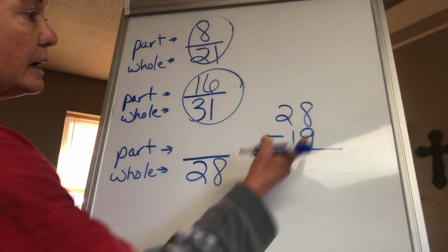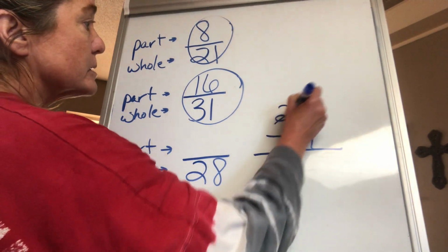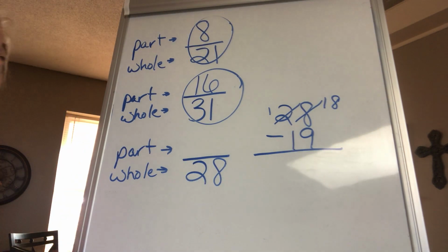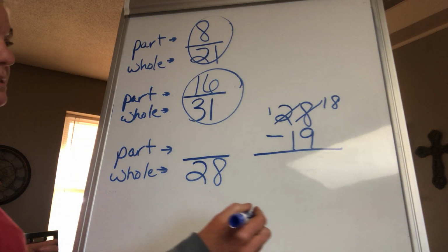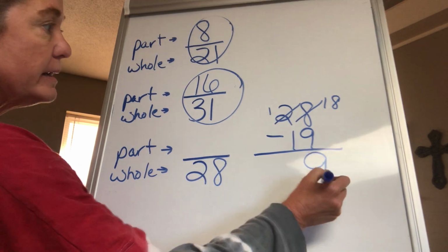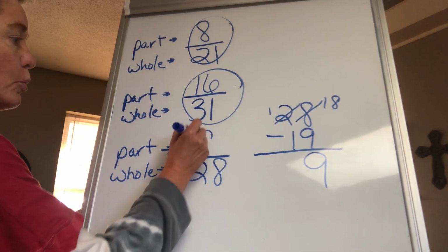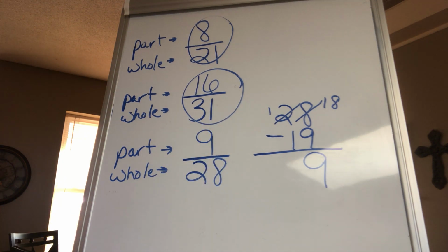complete. I can't take 9 from 8, so I have to borrow, and that will become an 18. 18 minus 9 is 9. 1 minus 1 is 0. So now I know when I take away the 19 that he has already fixed, he only has 9 that he still has to complete.